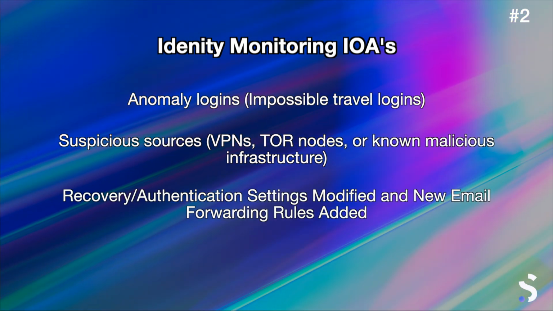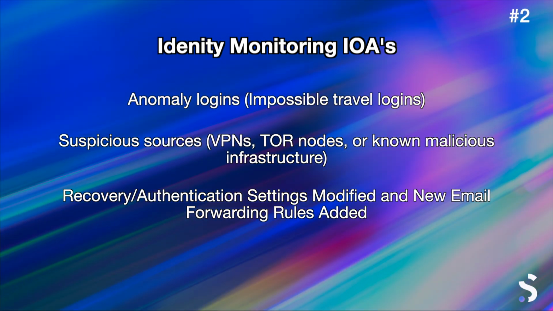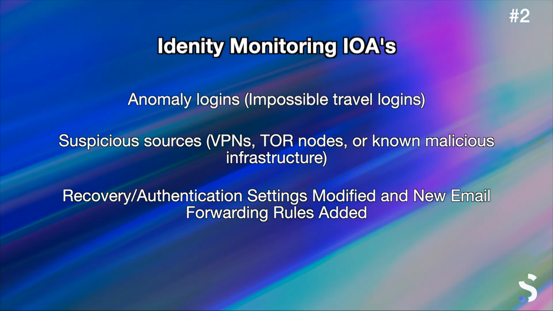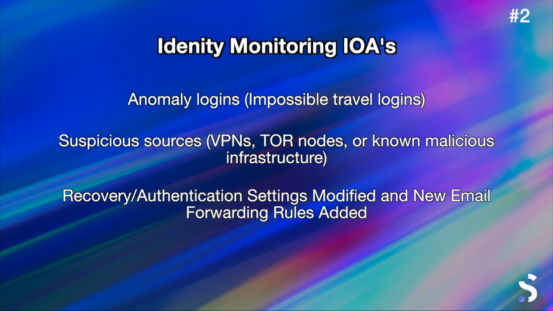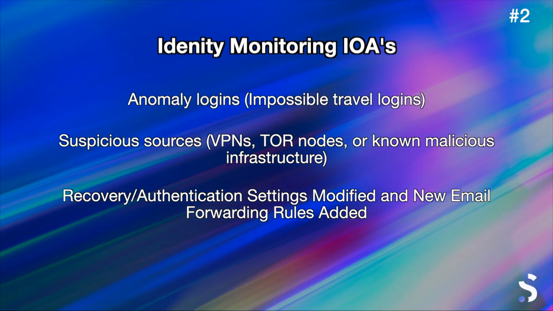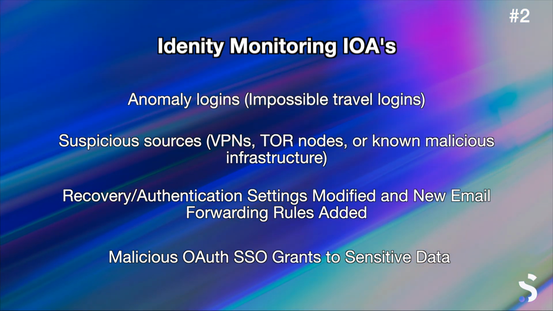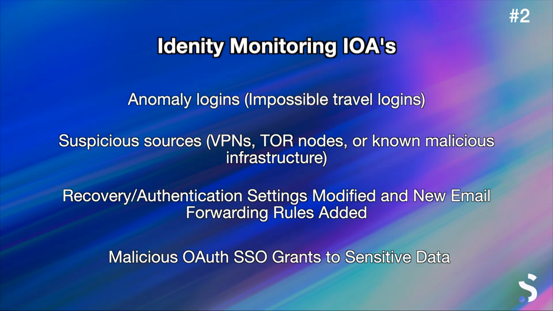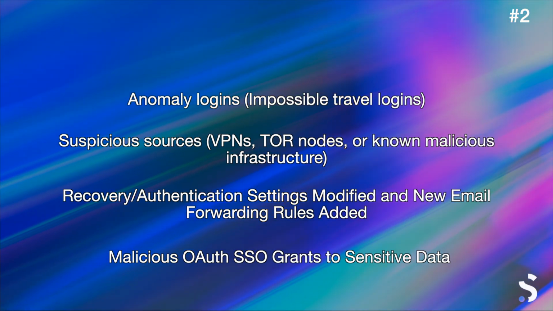Monitoring must also cover high-risk configuration changes, such as new email forwarding rules in Exchange or recovery email modifications. These are commonly abused by threat actors to maintain persistent access and silently intercept communications. OAuth and SSO grants should also be monitored closely via Microsoft Defender for Cloud Apps to identify risky third-party access or abnormal data extraction behavior.